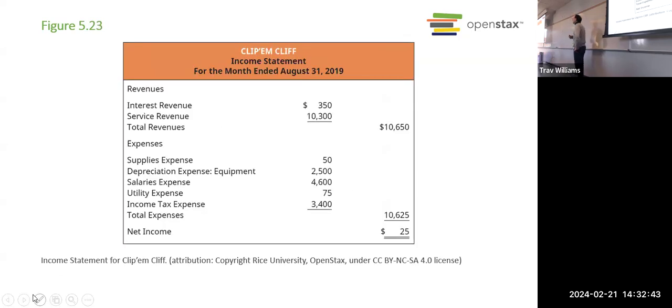Now we can make our financial statements. Step 7? Yeah, step 7. First, we make the income statement, total up all of our revenues, total up our expenses. The difference is our net income or loss. In this case, it's a very small profit of $25.